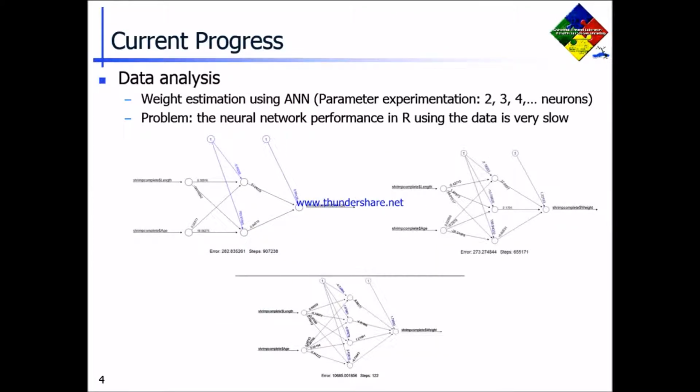Here, with the tuned hidden neurons, I got a very high error, about 282. But with 3 hidden neurons, the error got lower. However, it's not the same with 4 hidden neurons, which produced about 10,000 error. So the error is very large.